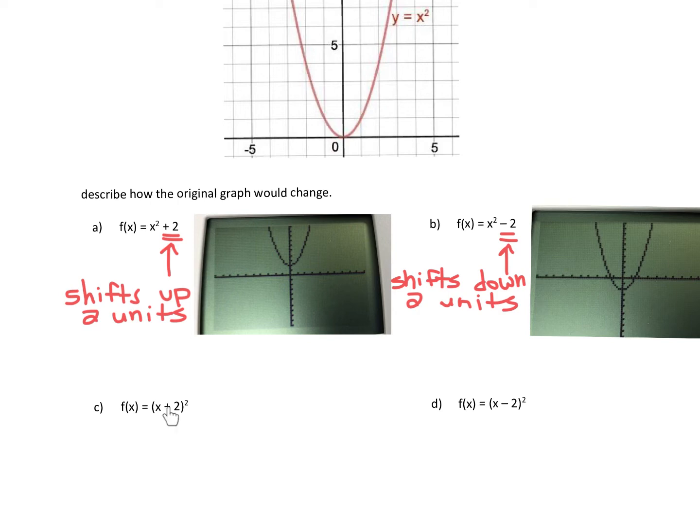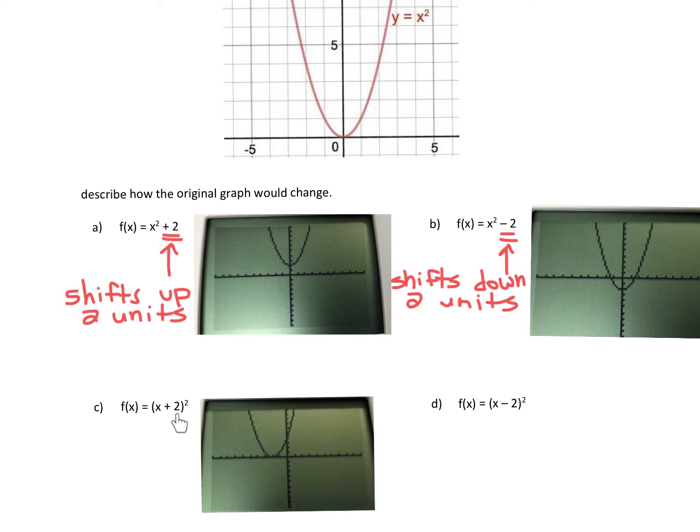So let's look at what happens when you add or subtract a number within the function itself, in this case, within the parentheses. What I did was I plugged this in my calculator, I went to y equals, and when I hit graph, this is what we see. Now, what you'll notice is that the original function had the vertex at 0, 0. Here, the vertex is at negative 2, 0. When you add a number within a function, it actually moves it that many units to the left.